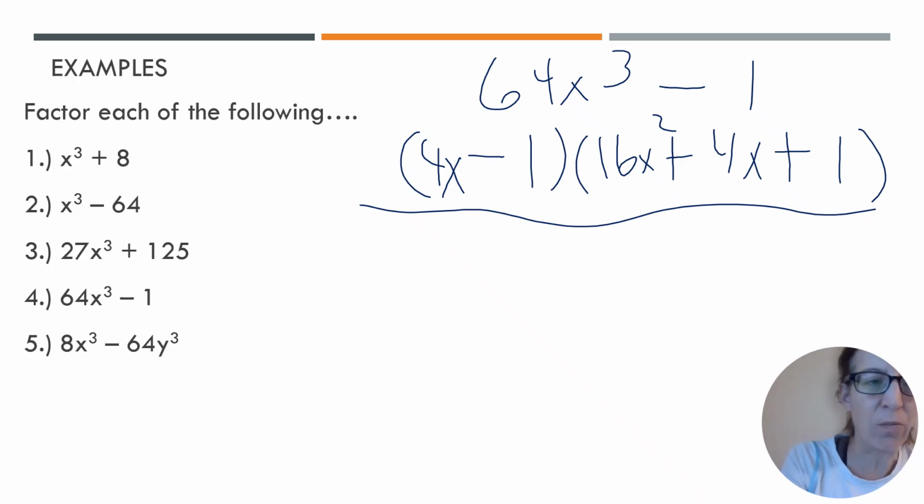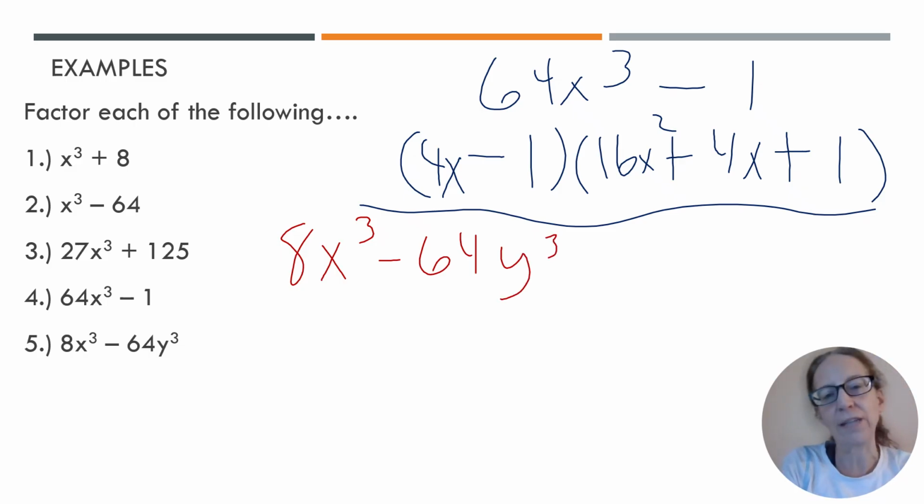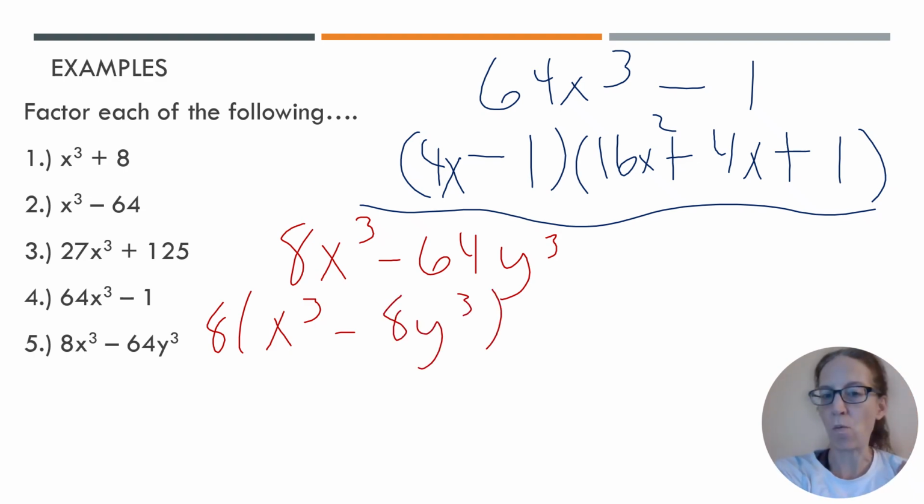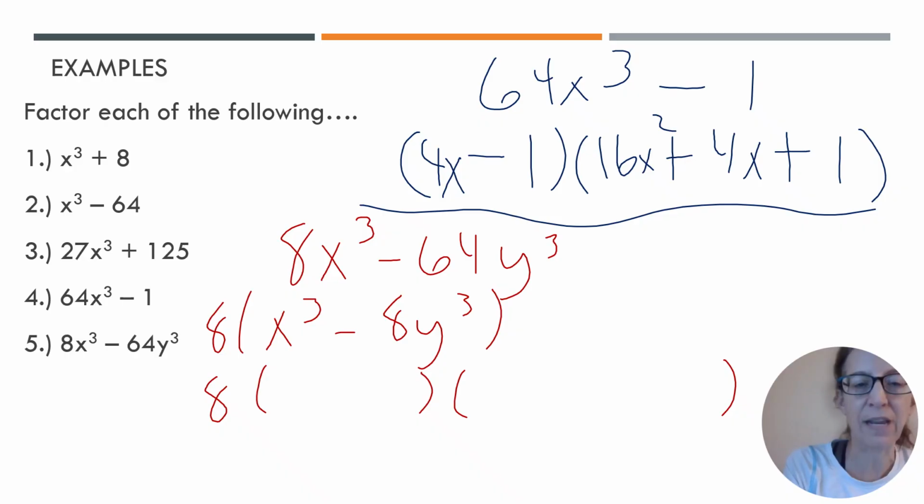This one, we've got some common factors going on, okay? So let's start by looking for a GCF. I have 8 and I have 64. 8 is a common factor, so you could start by grabbing that 8, and that would leave you with x cubed minus 8y cubed. And then we would open up our small parenthesis and our big parenthesis. Same, minus sign, same, opposite, always positive.